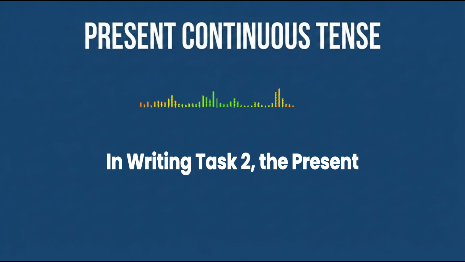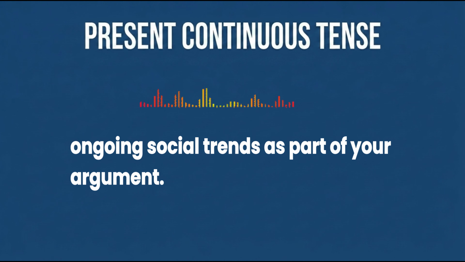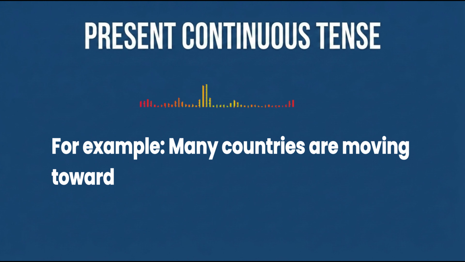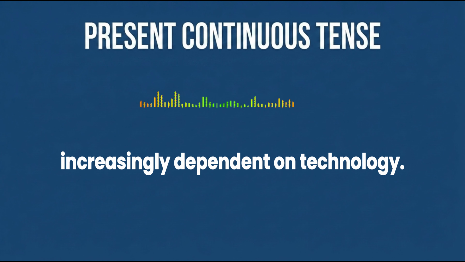In writing task 2, the present continuous is useful for describing current, ongoing social trends as part of your argument. For example, many countries are moving toward renewable energy sources, or society is becoming increasingly dependent on technology.